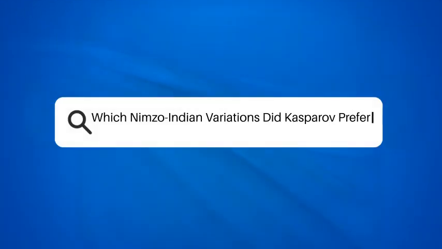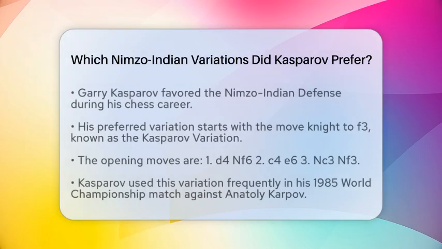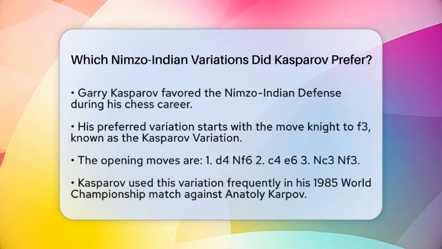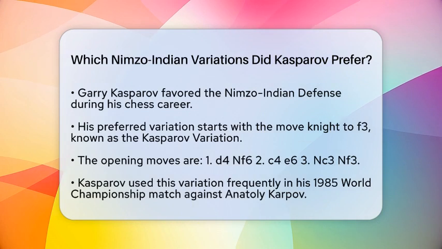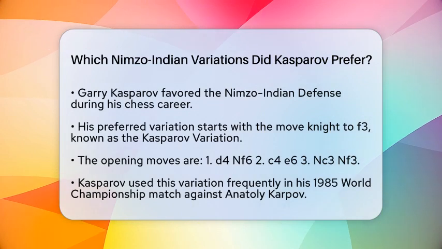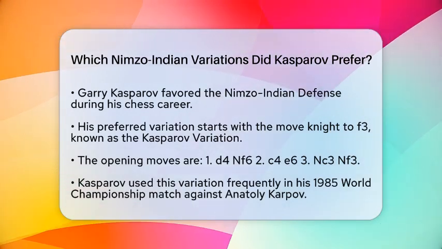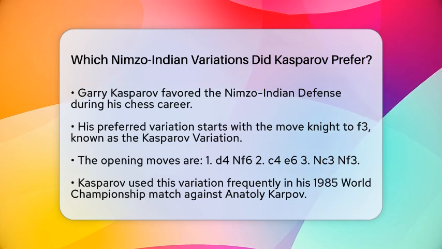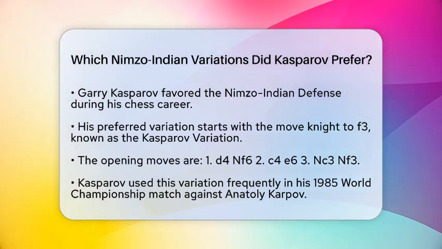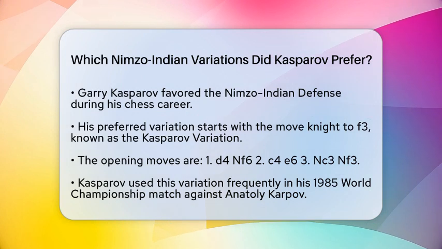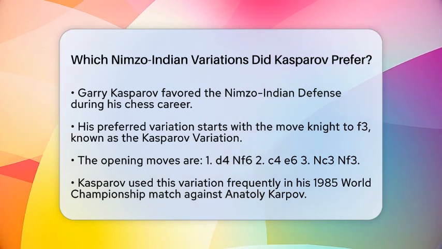Which Nimzo-Indian variations did Kasparov prefer? Are you curious about which variations of the Nimzo-Indian defense Garry Kasparov favored during his illustrious chess career? Let's break it down. Kasparov had a clear preference for the variation that begins with the move knight to f3. This line is now often referred to as the Kasparov variation.